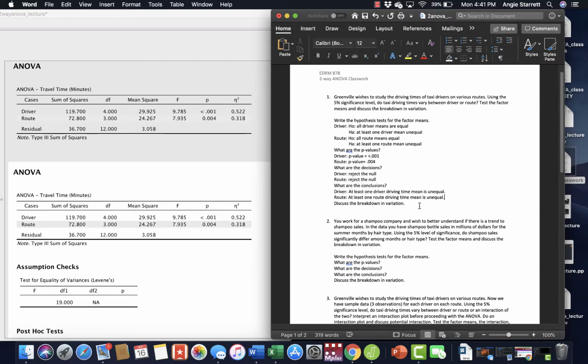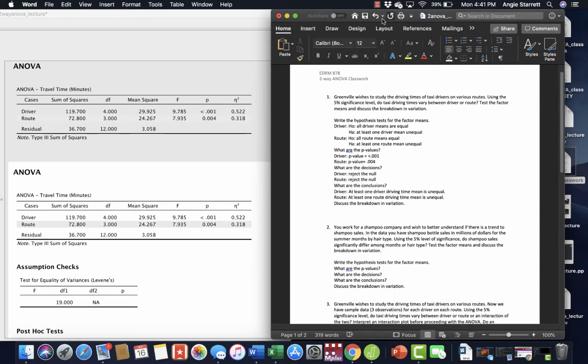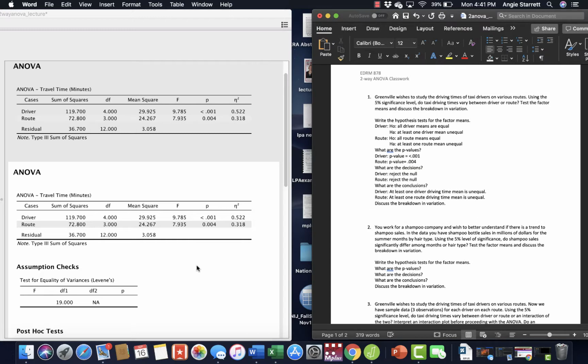All right, discuss the breakdown and variation. So this is where we look at our eta squareds here. So we've got 52.2% of the total variation in drive time is explained by driver.